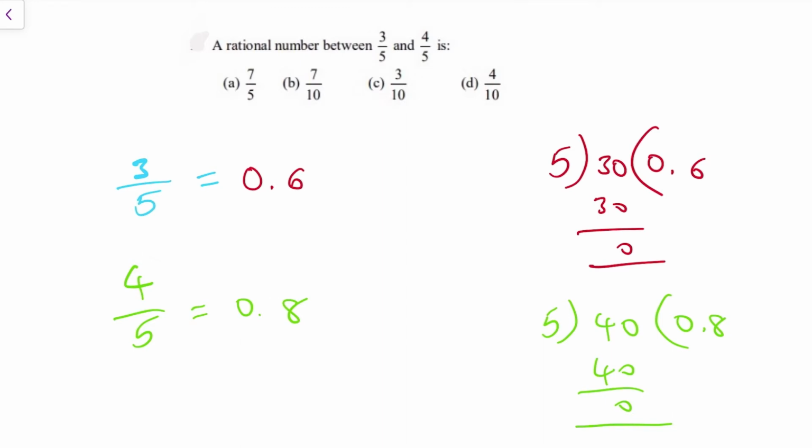The same way we need to find the decimal for all the denominators also, and we need to confirm which decimal lies exactly in between these two, 0.6 and 0.8. So let us check now.